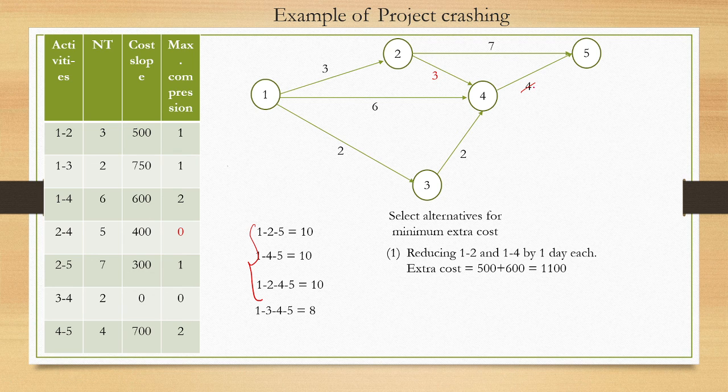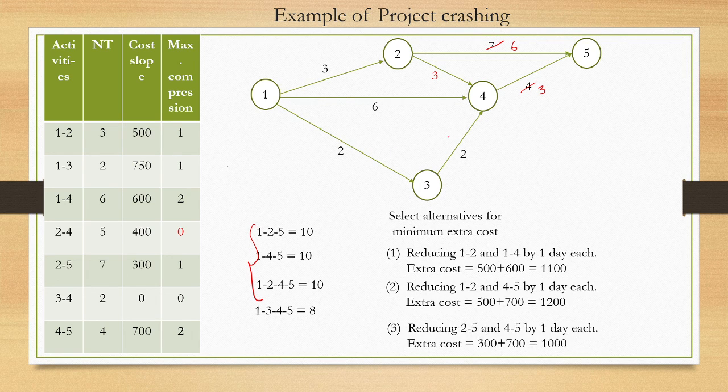Yes, we can reduce this one from 4 to 3, and we can reduce this one from 7 to 6, right? So this is one more alternative. This is the third alternative here. We can reduce 2 to 5 and 4 to 5 by 1 day each. What is the extra cost? For 2 to 5, the extra cost is 300, and for 4 to 5, the extra cost is 700. So what is the total extra cost? 1000. Is there any other alternative?